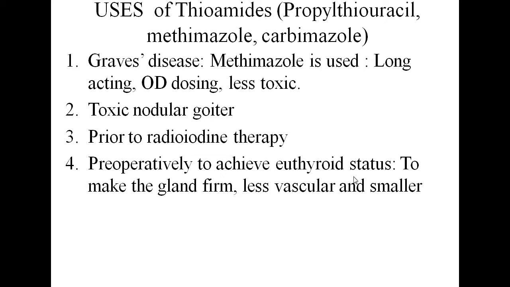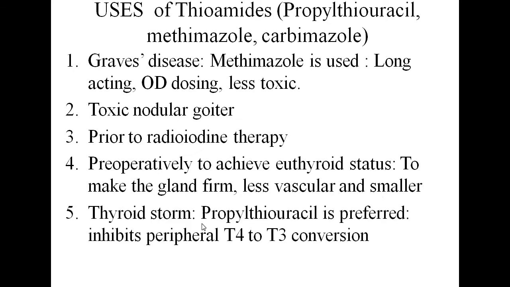Now in an enlarged and hyperactive thyroid gland, the gland is very friable, that means very soft, it is highly vascular and it is large in size, which makes surgery a little difficult. So before posting the patient for surgery, about 15 to 20 days of treatment with methimazole makes the gland firm, less vascular and smaller in size. And in the treatment of thyrotoxic crisis or thyroid storm, propylthiouracil is the preferred drug because in addition to inhibiting thyroid hormone synthesis, it also inhibits the peripheral conversion of T4 to T3.